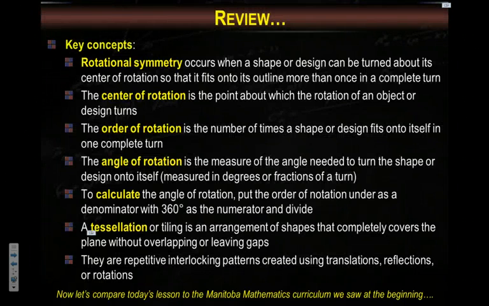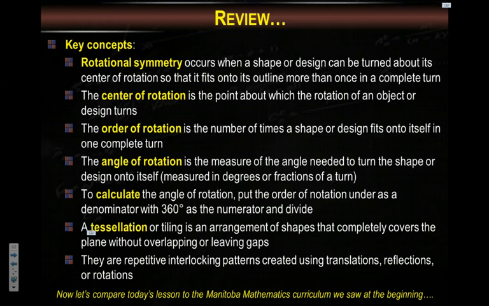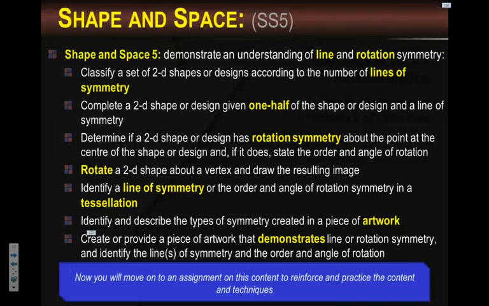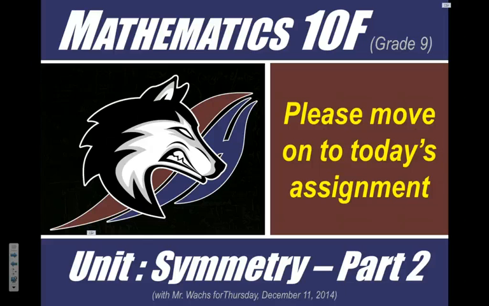Okay? So the key concepts today are this idea of rotation symmetry, the center of rotation, the order of rotation, the angle of rotation, and the idea of a tessellation. Okay? So these are terms that you need to be familiar with. Again, that's why I'd recommend doing the notes for this part. It's not a lot of notes, but it'll help you to remember these terms. This unit is not about doing a bunch of math. It's about actually doing these types of geometric examples and knowing the terminology. Okay? All right, we are done part 2.